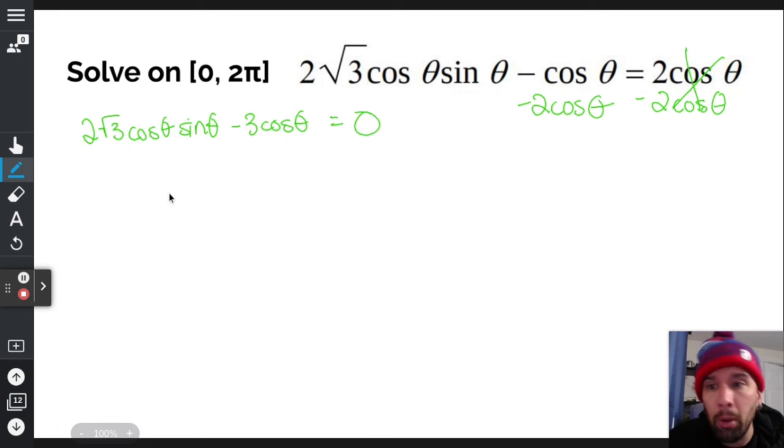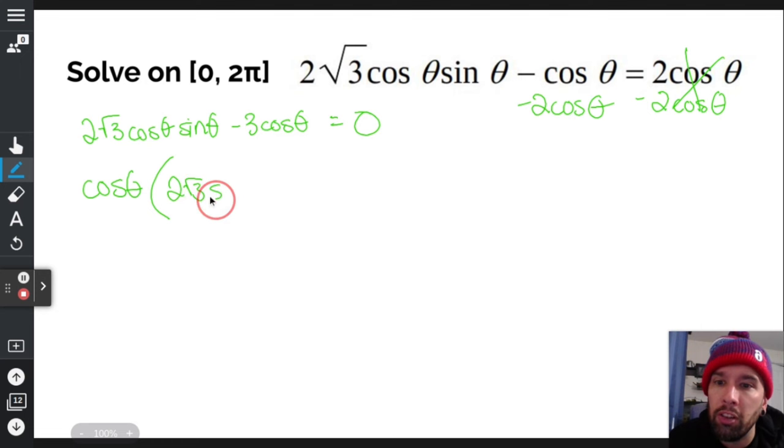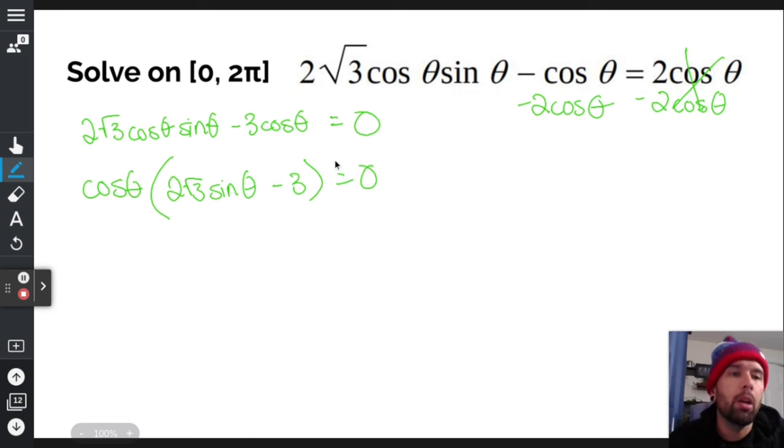I have a cos in common, so let's pull it out. Let's bring out a cosine theta. That leaves me with 2 root 3 sine theta minus 3 equals 0. Now, fortunately, unlike the last one, no frequency issues here. Everything is the way it should be. Thank you, Lord Jesus. Now, what I have to do is set each one equal to 0.